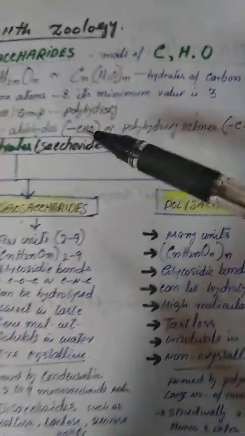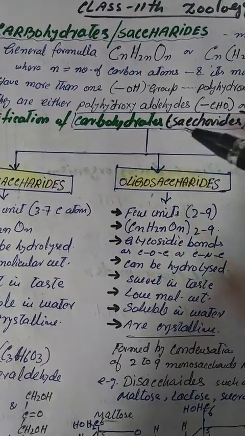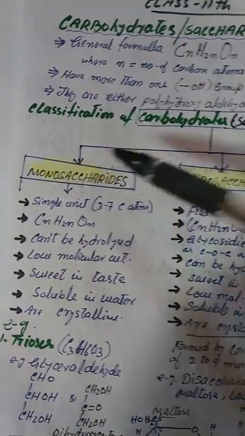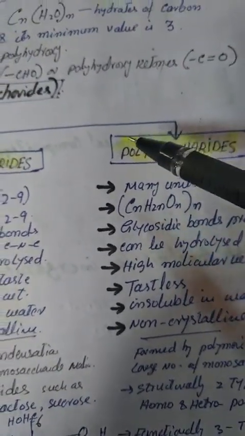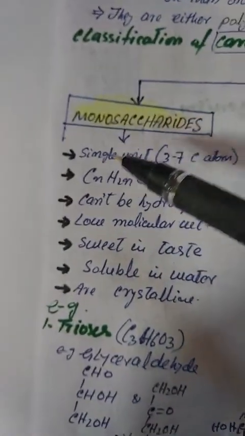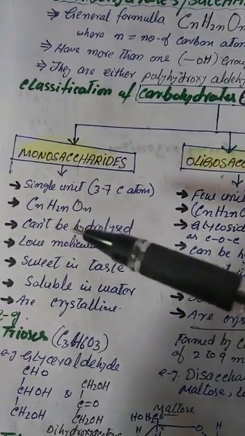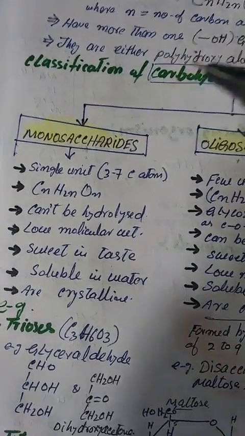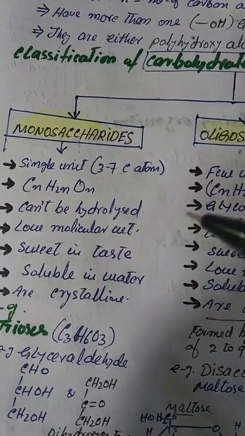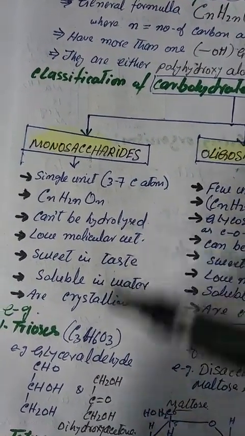ketone group. So far as the classification of these carbohydrates is concerned, they are broadly classified into three types. Number one is monosaccharides, then oligosaccharides and polysaccharides. Monosaccharides are further classified according to the number of carbon atoms, which can range from 3 to 7 carbon atoms, and their general formula is CnH2nOn. Monosaccharides cannot be hydrolyzed. They have low molecular weight and are sweet in taste. They are also soluble in water and are crystalline in nature.